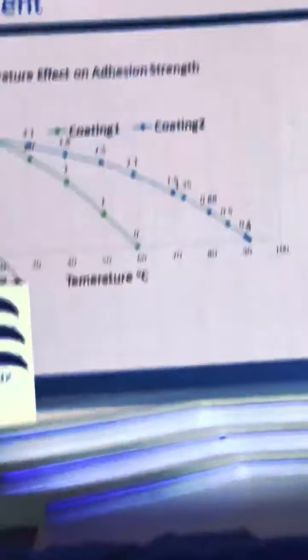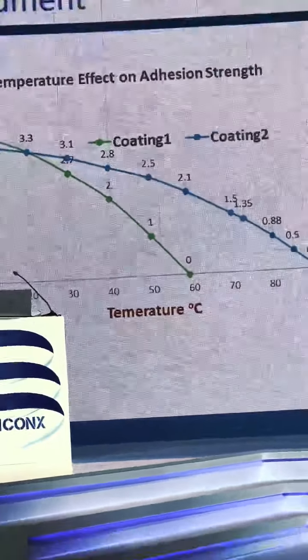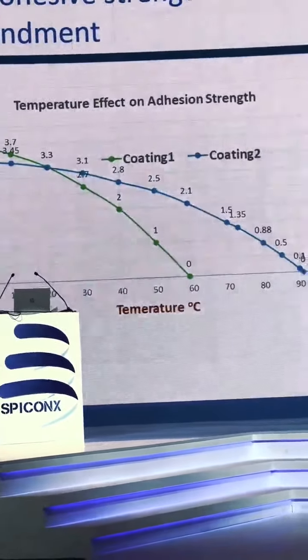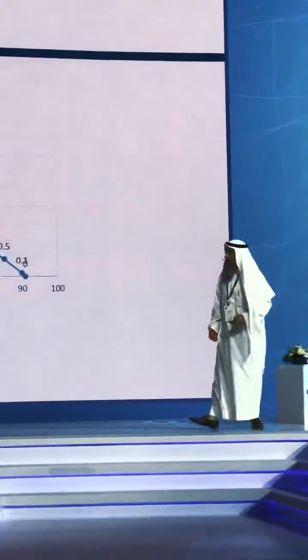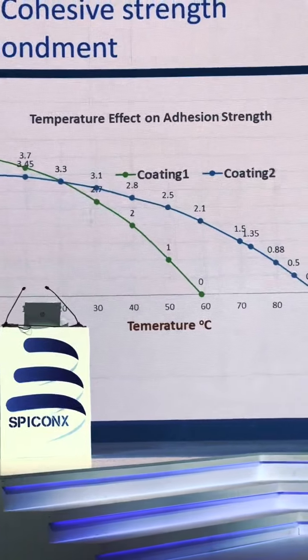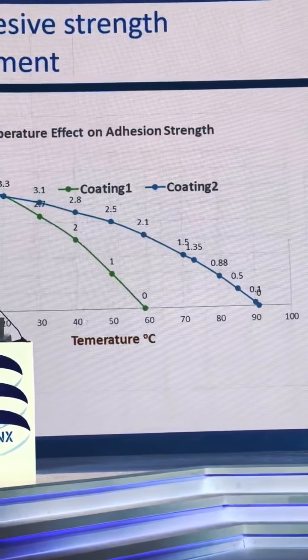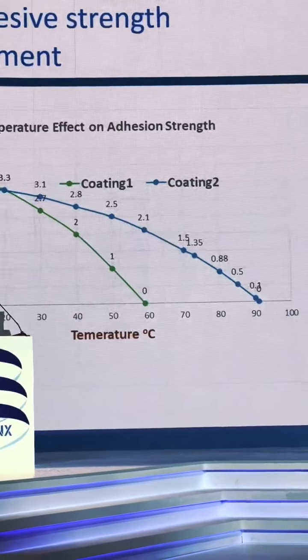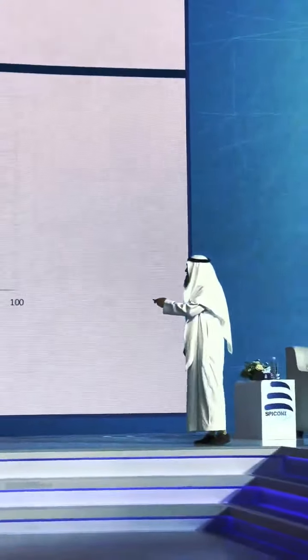Now, let us compare two coatings. One works very fine, the green one, in Alaska or Siberia or Moscow. But it is affected by temperature too much. It doesn't make sense to use it in Saudi Arabia where the temperature is 40 to 60. Or rather we use this one, which is weaker here, but stronger in our condition.